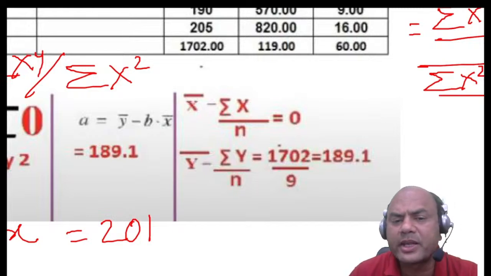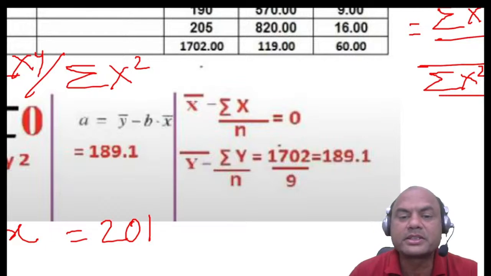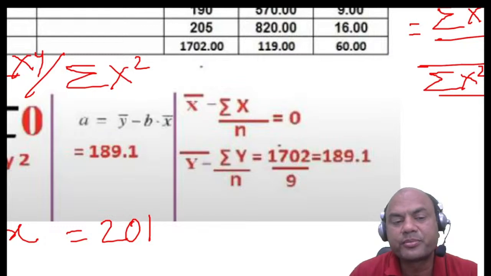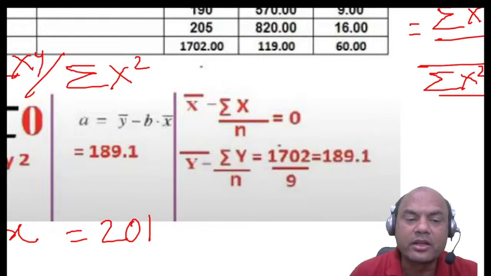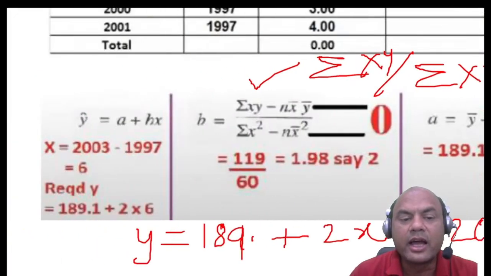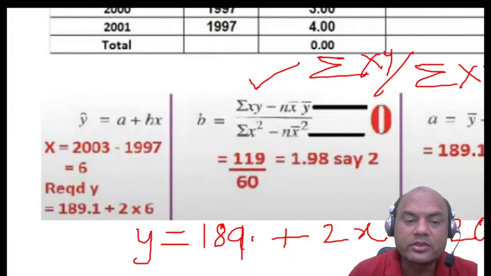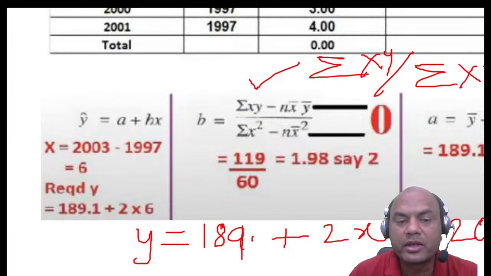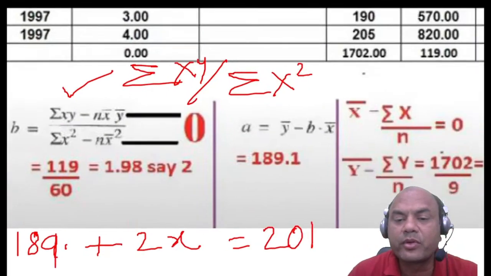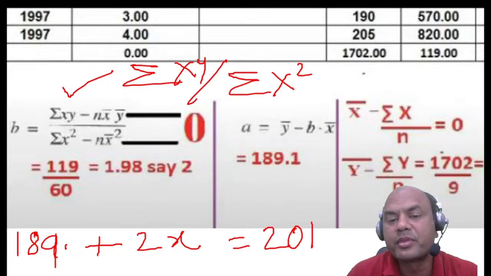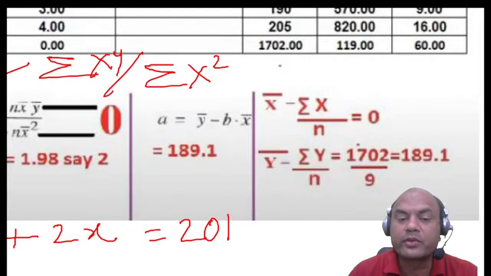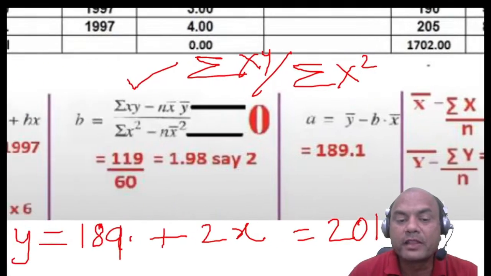But what is x bar? X bar is 0, right? Because what is x bar? Summation x, addition of x upon n. Addition of x is 0. So x bar is 0. So what does my equation become? Look at this now. A equals y bar minus b x bar, right? I'll take bx on this side and apply bar to it. But x bar is 0. So a becomes y bar. What is y bar? Average of y, 189.1. So that's why a becomes 189.1. So now I've got the answer.